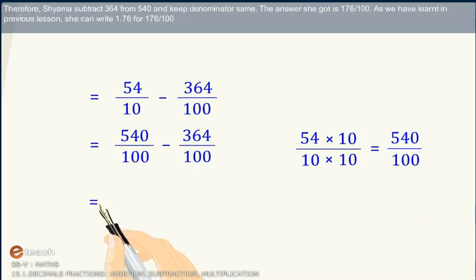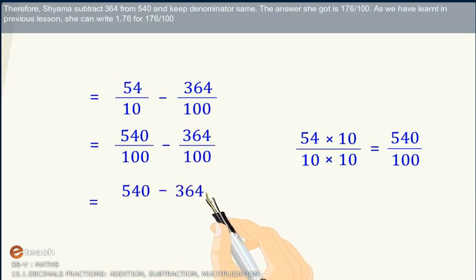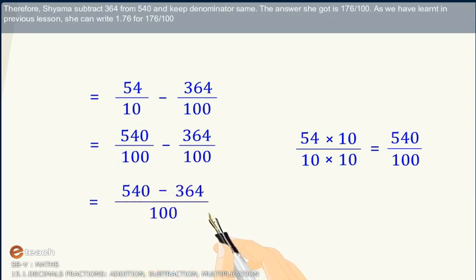Now both decimal fractions have the same denominators. Therefore, Shama subtracts 364 from 540 and keeps the denominator the same. The answer she got is 176 by 100. As we have learned in the previous lesson, she can write 1.76 for 176 by 100.